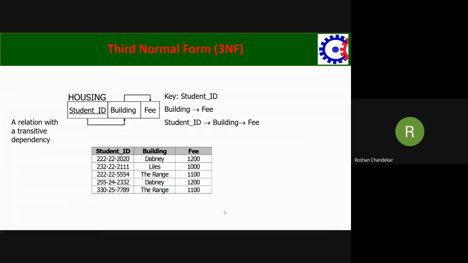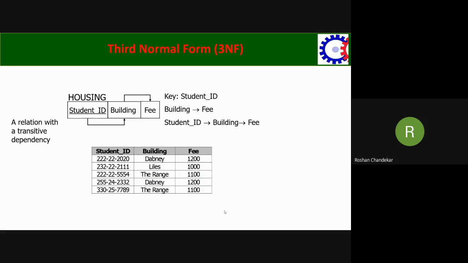The housing scheme is there. Arrange, whose fees is 1100. So I'm going to say that C, that is fees, is transitively dependent on student ID through building, because I'm going to say a relation. That is why the student ID is related with building, related with fees. Here we can display it in the normal form.